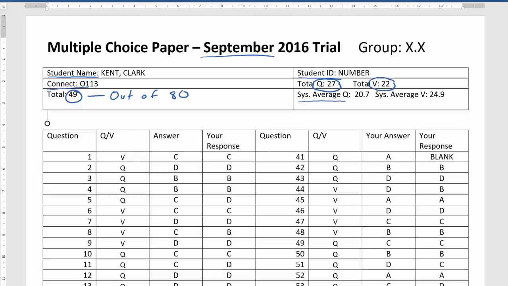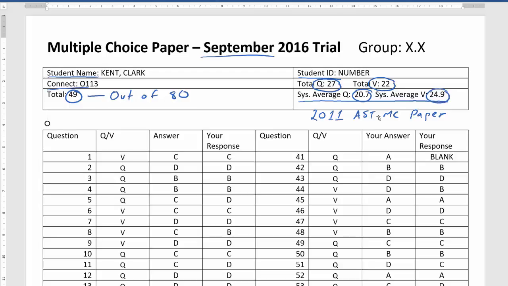This bottom cell here has some very important information that you need to understand, and that is that you sat the 2011 AST multiple choice paper. So we provided that to you for training, and that was the paper that all of the students across the ACT in year 12 sat in the year 2011. And the average quantitative score out of 40 for all of those students across the ACT was 20.7. And the average verbal score for students across the ACT in that 2011 paper was 24.9.